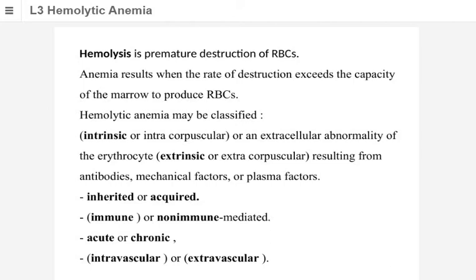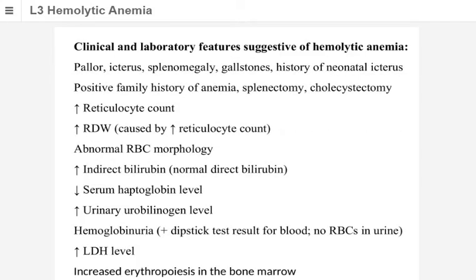Other classifications are inherited hemolytic anemia or acquired hemolytic anemia, and immune hemolytic anemia or non-immune hemolytic anemia, or according to chronicity as acute or chronic hemolytic anemia, intravascular or extravascular. All these are hemolytic anemia classifications.